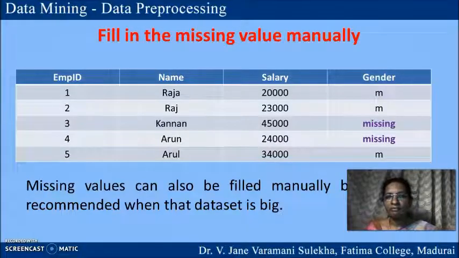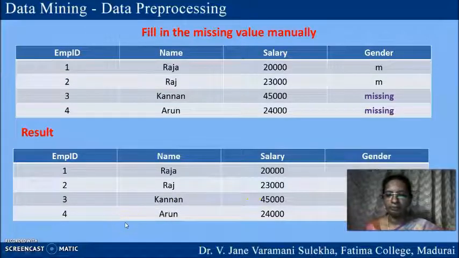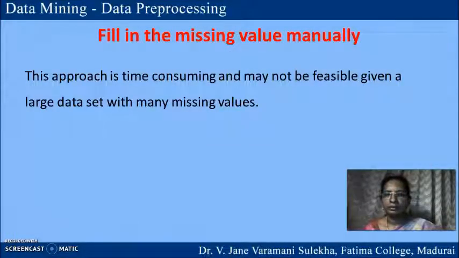The second one is fill in the missing value manually. Missing values can also be filled manually, but it is not recommended when the data set is big. Here in the table, in the third and fourth record, the gender value is missing. So we will fill in the value M in the third and fourth record. This approach is time consuming and may not be feasible for a large data set with many missing values.